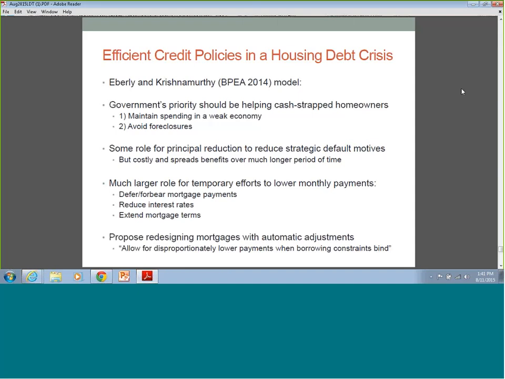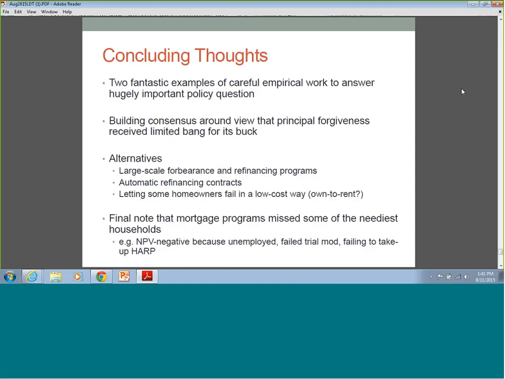So just to conclude, I can get to that concluding slide. I think there's really two great examples of careful and thorough work with big data to answer a super important policy question. This is, again, a market where $5 trillion of equity went out the window, and we really need to understand better what impact that has on households. I think we're using these types of research efforts to build a consensus around the view that principal forgiveness is of limited bang for the buck, but that modifications more generally reduce defaults the more generous they are. We should think carefully through some of the alternatives that we might want to avoid the same problem going forward.